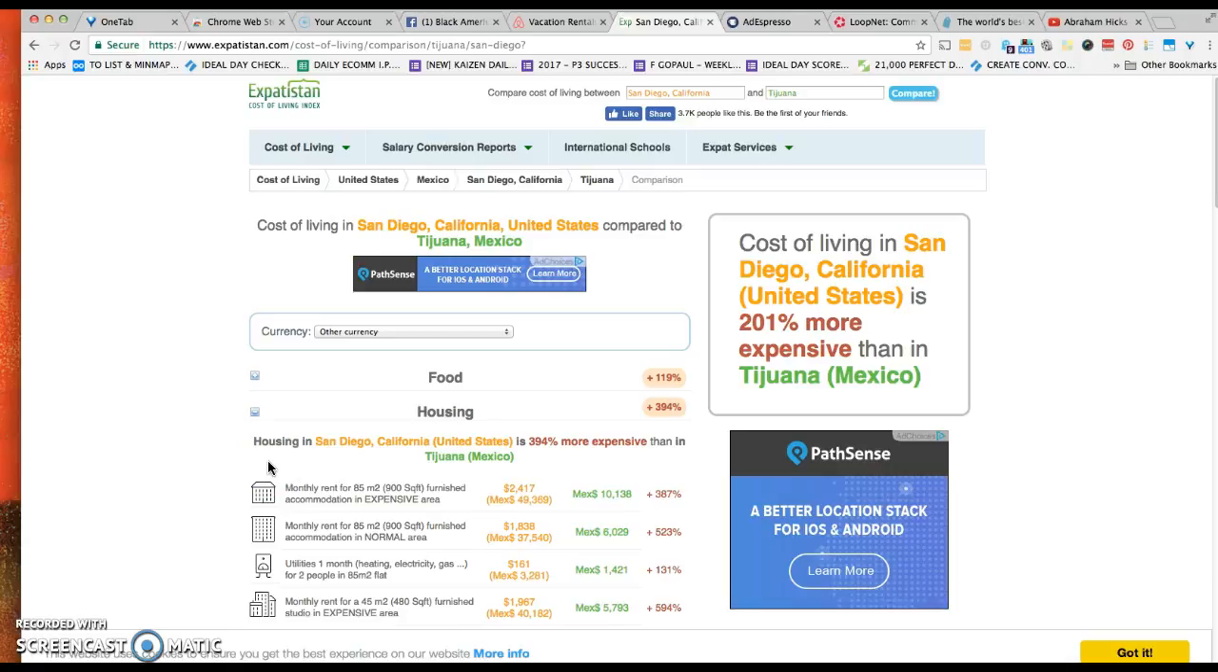The same beautiful coastline, the same Latin inspired architecture. Just by moving across the border, a person could cut their living expenses by almost 400%. I didn't want this to be all about Expatistan, but if you don't know about this tool, I highly recommend you use it.